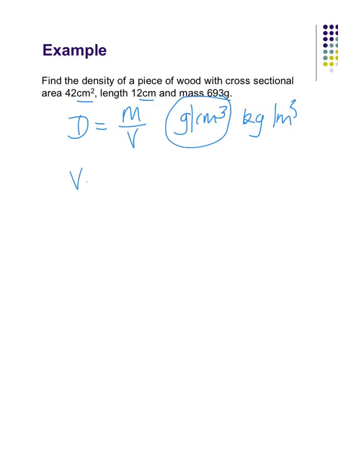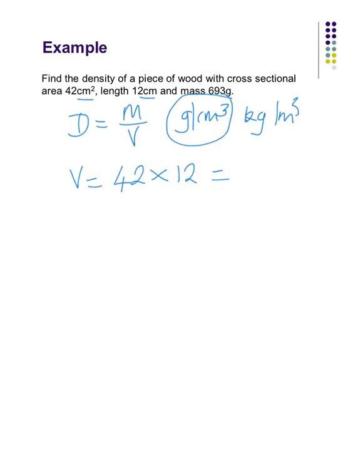Okay, so the volume is going to be the cross-sectional area, which is 42, times the length, which is 12. So 42 times 12, that will give us 504 centimetre cubed. Therefore, the density is going to be 504. Got that wrong. The mass is 693. Density equals mass over volume.